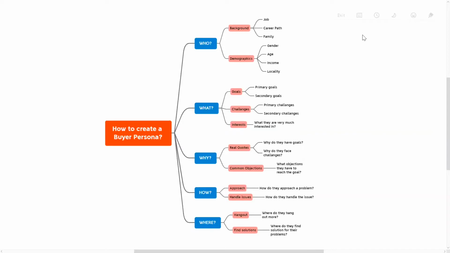And the next one is how. Here you can ask how they approach things, how they handle the issues that they are facing, and all of that. So in this, you will get to know about your competitors.